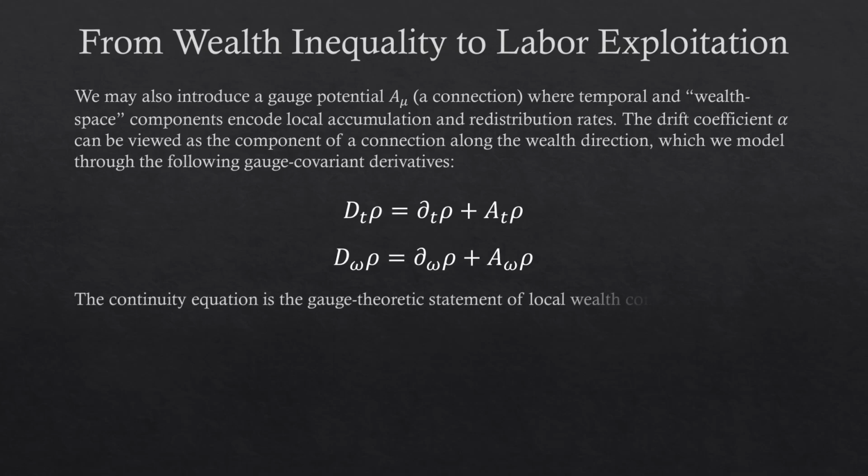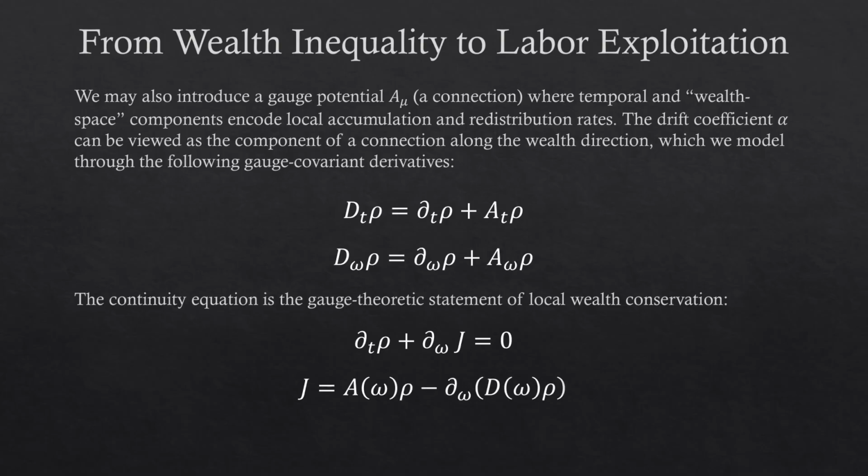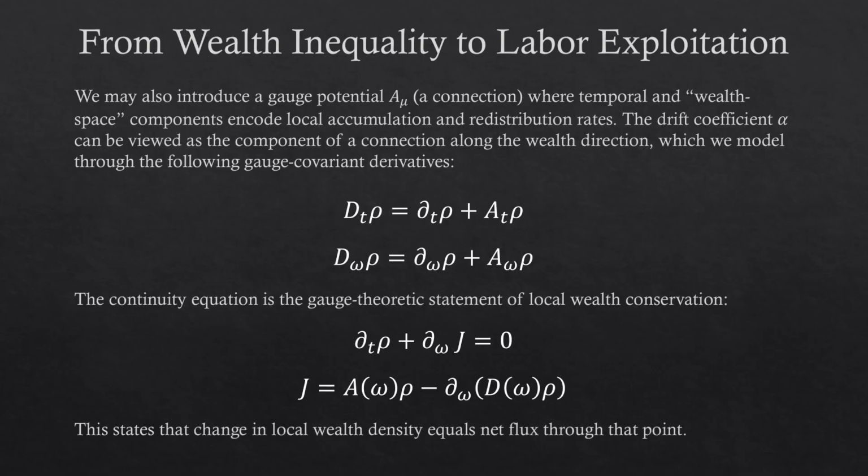The continuity equation is the gauge theoretic statement of local wealth conservation, where J here is equal to A of omega times rho minus the partial derivative with respect to omega of D of omega times rho. This states that change in local wealth density equals net flux through that point.